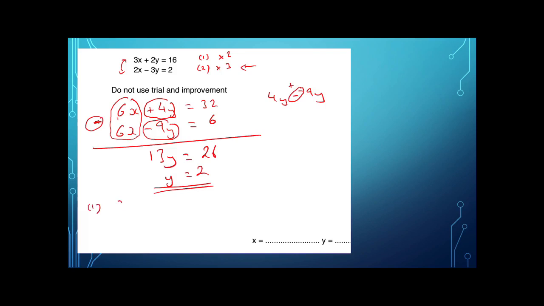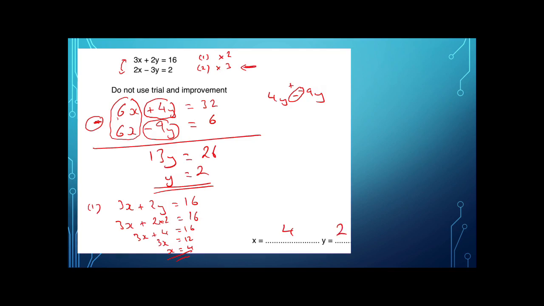So using equation 1, 3x plus 2y is equal to 16. And we're going to use the value of y is equal to 2. So 3x plus 2 times 2 is equal to 16. 3x plus 4 is equal to 16. Subtract 4 from both sides, then divide by 3 gives x is equal to 4. So x is equal to 4, y is equal to 2.